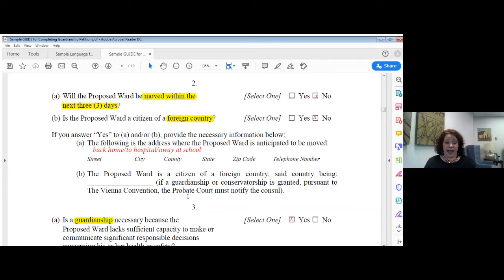So looking back at the second number A under paragraph 2, if your child is anticipated to be moved within the next few days, you would just want to tell them what will be the new location where you would expect to be able to find your child.